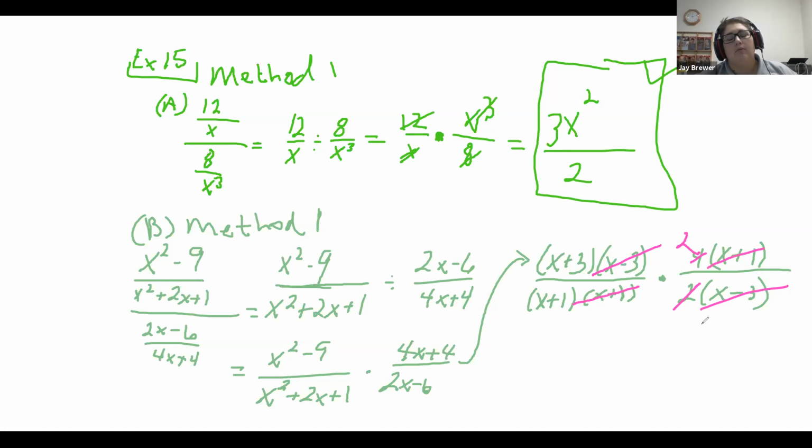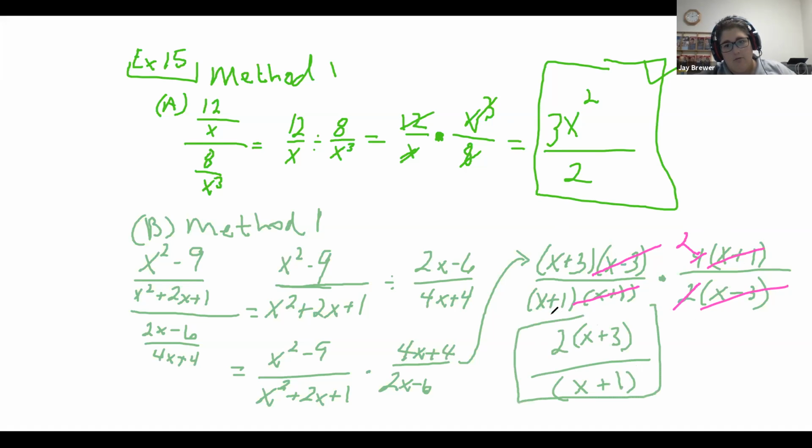Please don't tell me or think you can tell me that because there's a 2 out front here, that means there are 2 x plus 1s, and then you can cancel both of them. You will end up with an incorrect answer. Please don't do that. All right. So we're going to end up with 2 x plus 3 over x plus 1.